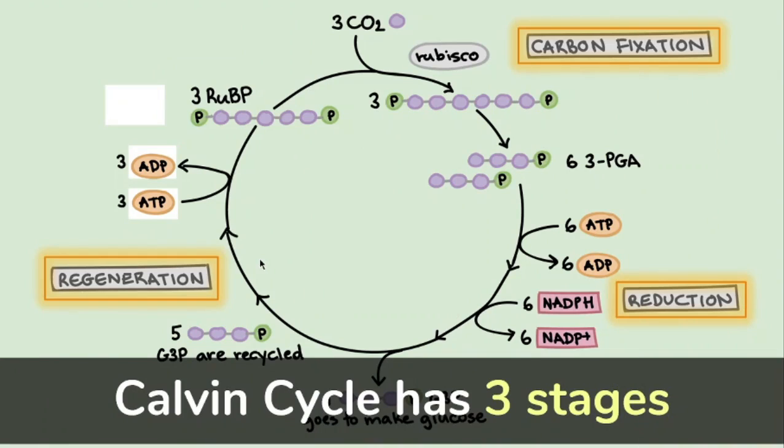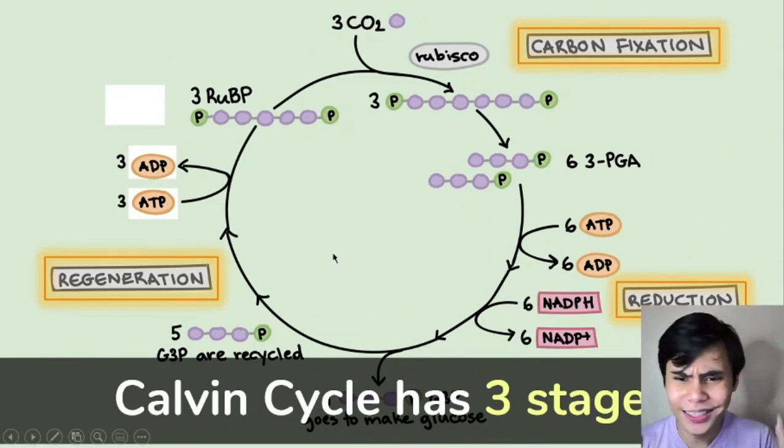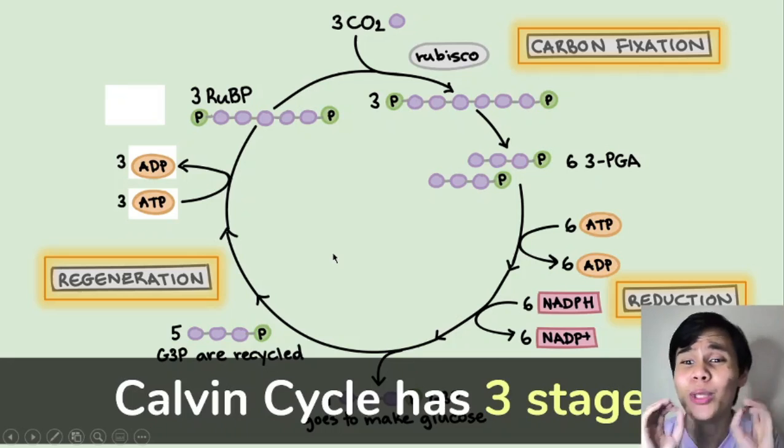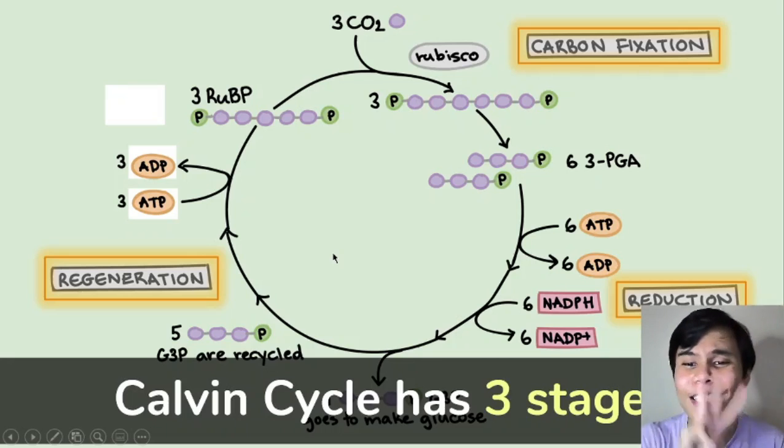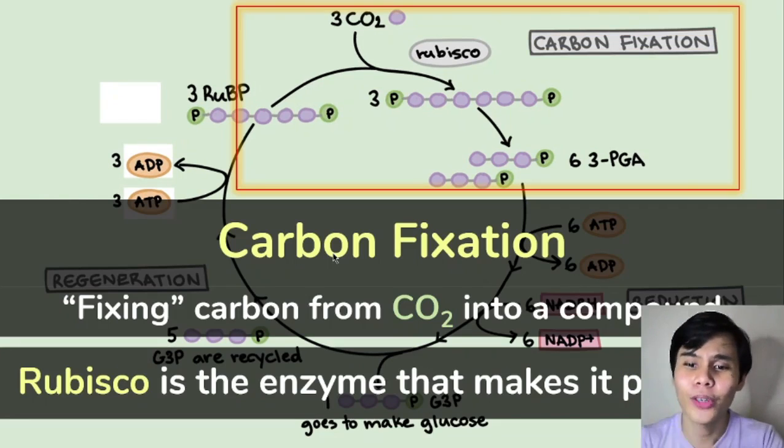The Calvin cycle has three main phases. We have carbon fixation, reduction, and regeneration. We're not going to tackle the specific molecules, but we do have to tackle what these three stages are. All right? Let's go through them one by one.